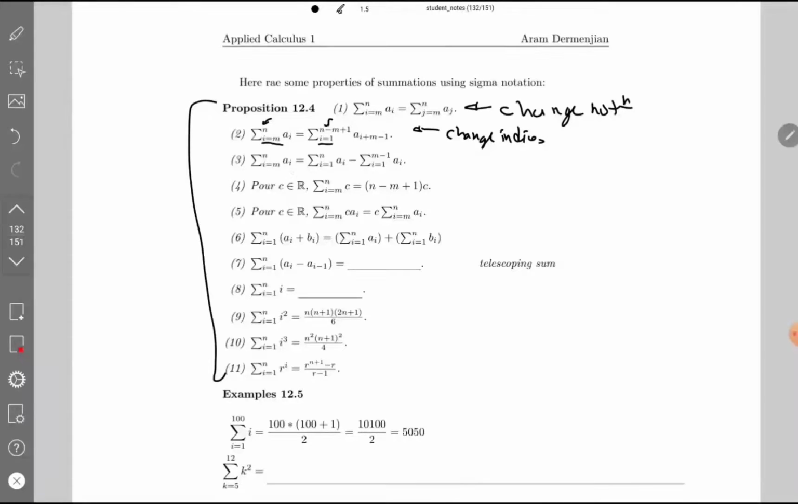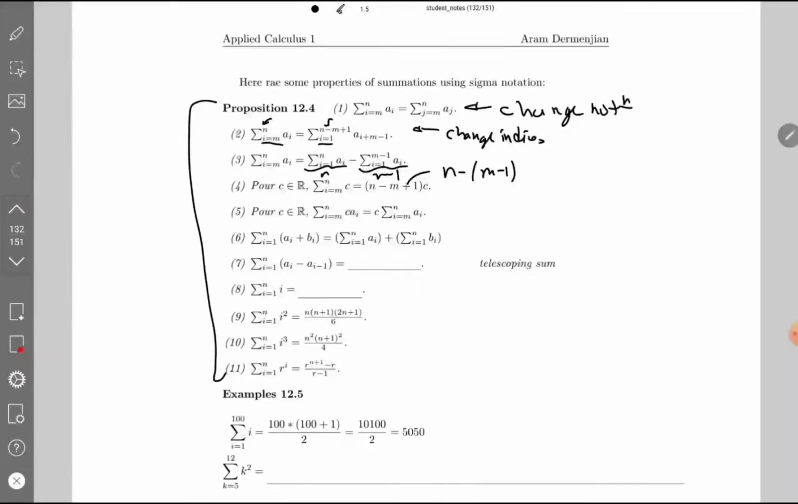This third one allows us to break it up. Basically, if I want to go from m to n, I can look at everything from 1 to n, and then remove everything from 1 to m minus 1, right? Number 4 is basically saying the constant. If I do a constant, I'm just going to be multiplying this constant n minus m plus 1 times. And this comes from, if you think about it, n minus (m minus 1), right? Because this is the n here, and then this is the m minus 1. So this is where this is coming from.